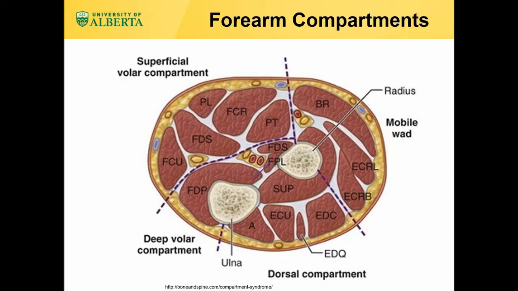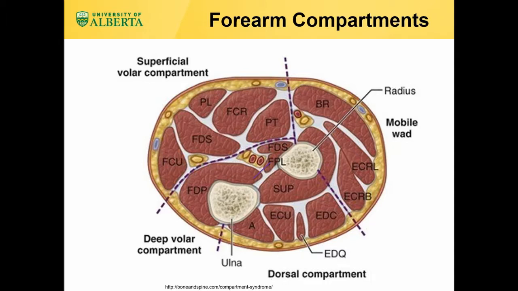The volar, or flexor compartment, is further divided into a superficial and a deep compartment. These compartments are less completely separated than those of the arm, which means that a compartment syndrome in the forearm is likely to involve more than just one single compartment.